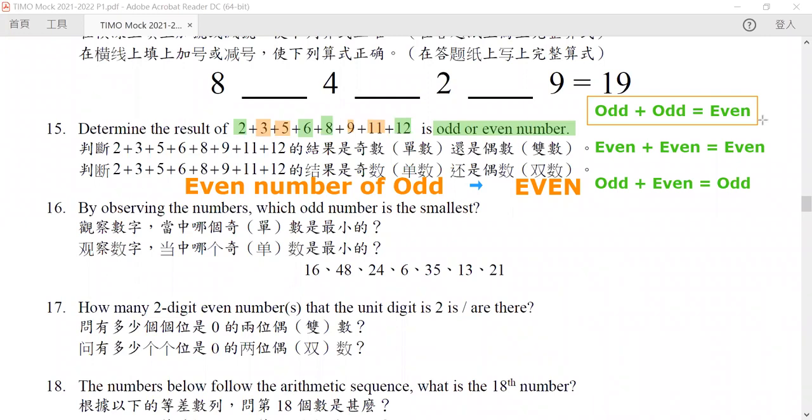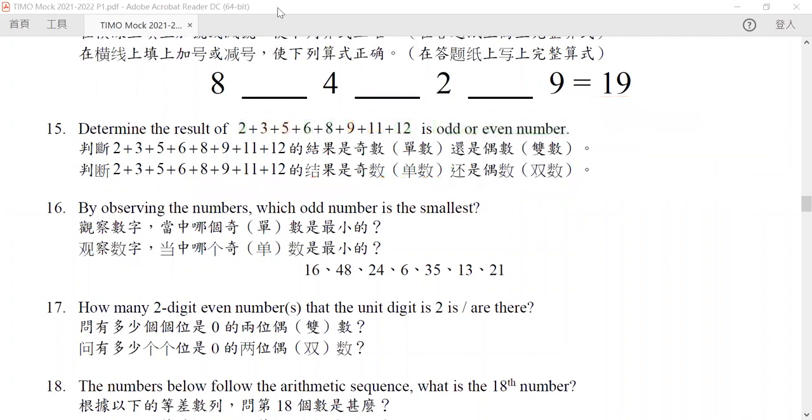By observing the numbers, which odd number is the smallest? Now again, let's just count which of them is actually an odd number first, before we talk about which one of them is smallest. You can see that 16 is not an odd number, 48 is not an odd number, 24 is not an odd number, 6 is not an odd number. So the only three odd numbers in here are 35, 13, and 21.